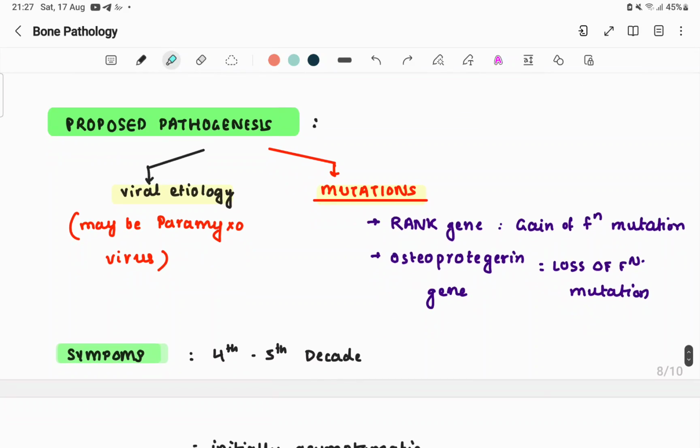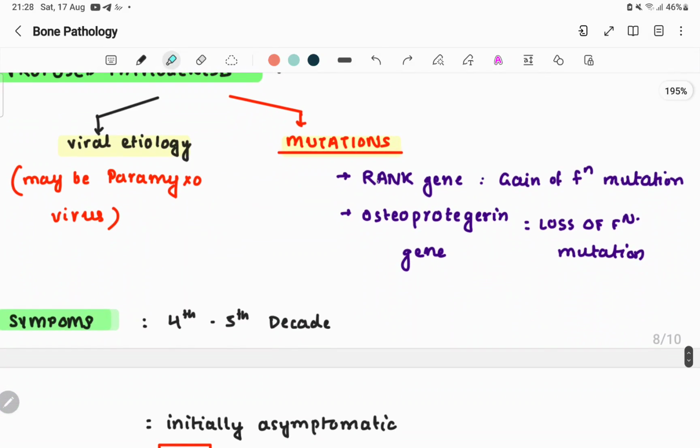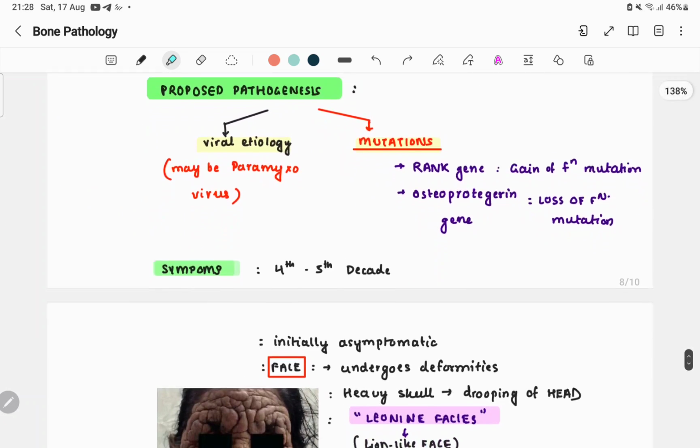What is the proposed pathogenesis? There is no definite pathogenesis. We believe that it may be of a viral etiology like paramyxovirus, or it may be due to a gain of function mutation of the RANK gene. It is a proto-oncogene, so the RANK ligand pathway is involved. It may also be due to a loss of function mutation of the tumor suppressor gene, the osteoprotegerin gene.